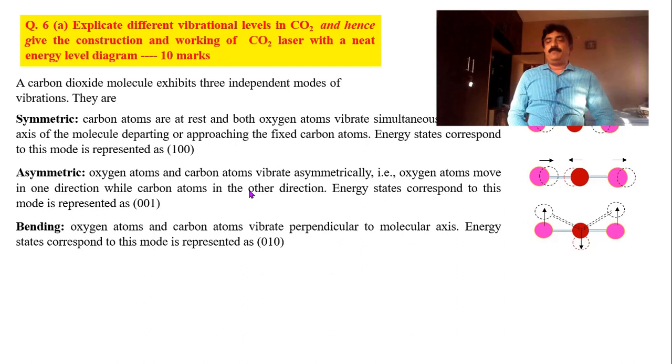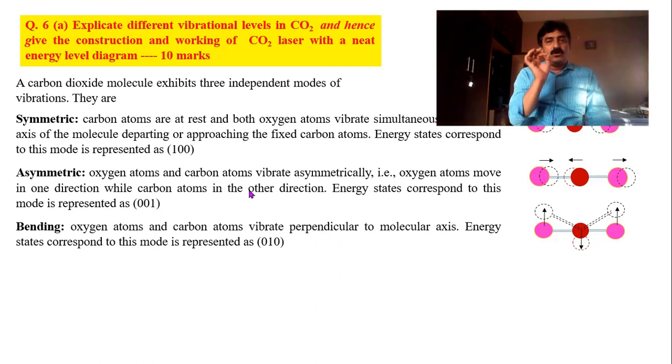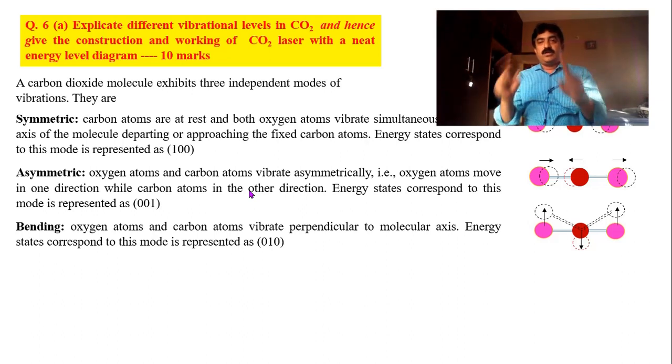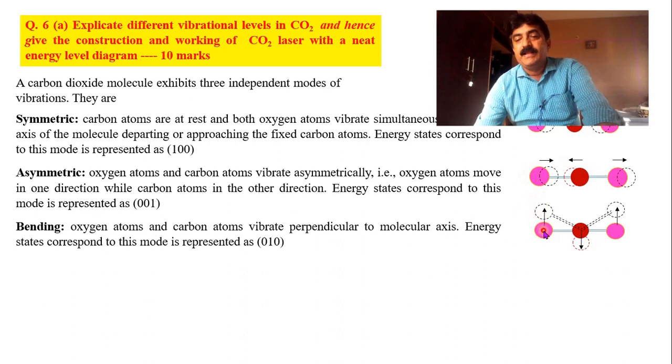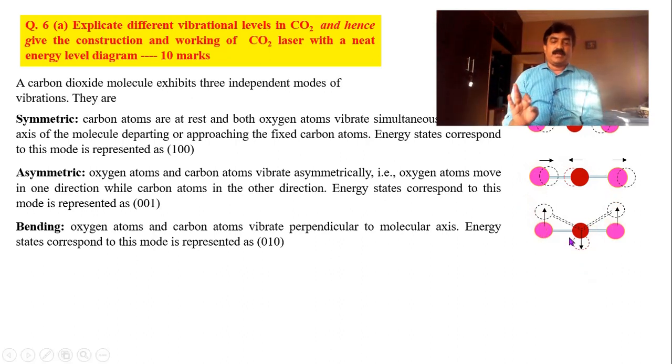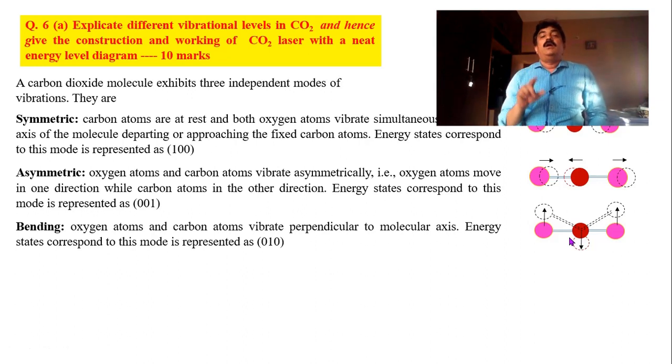Look at the diagram here. The brown color circle is carbon, the pink color circles are oxygens. Look at the first diagram. Here both oxygens are moving towards each other but carbon is simply at rest, therefore this is symmetric. And here oxygen is going like this, carbon is going like this, they are going totally opposite. This is asymmetric. Next, when oxygen and oxygen are going up, carbon is coming down, this is bending. Artha aitalva? So this is about carbon dioxide vibrational modes.